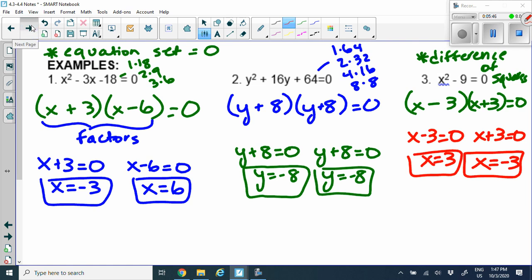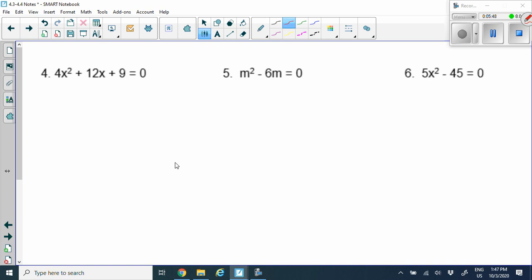Okay, let's look at the next ones. Okay, let's try number 4 together here. So for number 4, is this already set equal to 0? Yes, so we're good to go. Now, do these three terms have anything in common that we can take out? No.